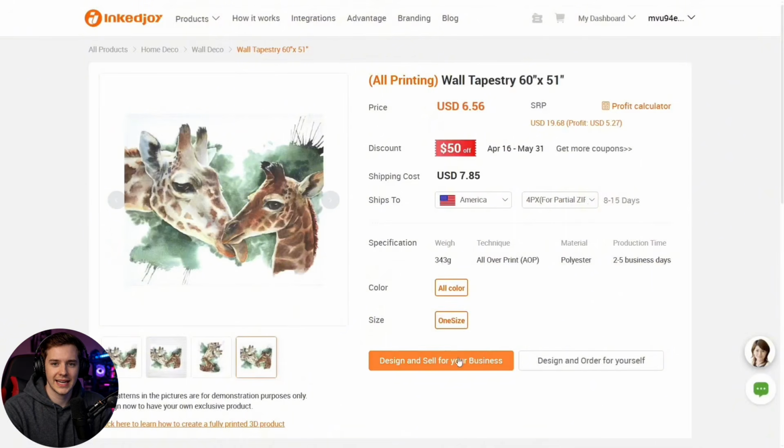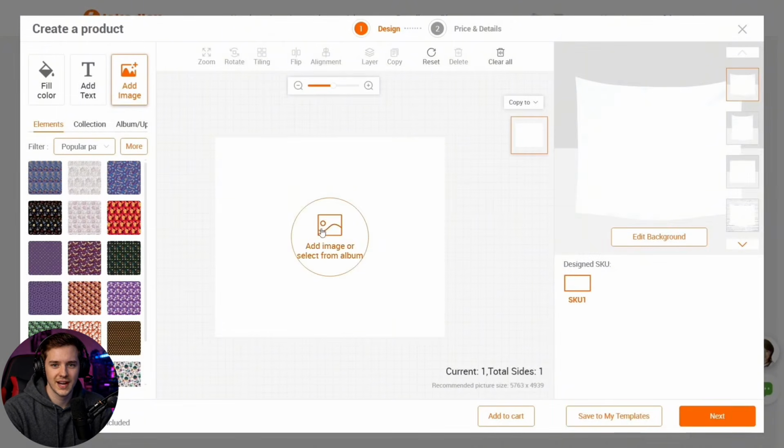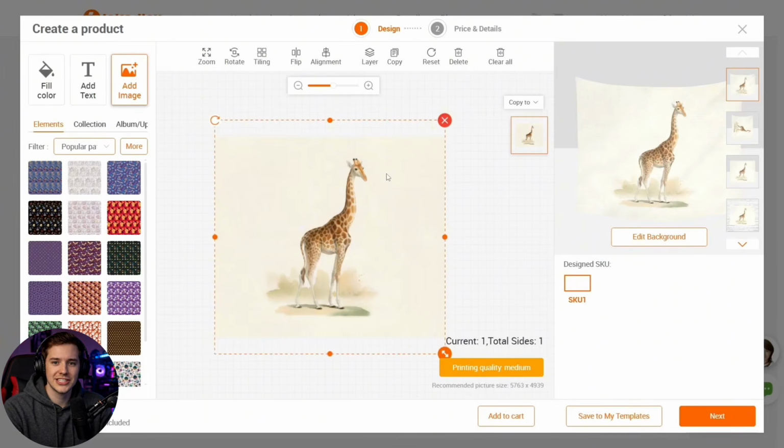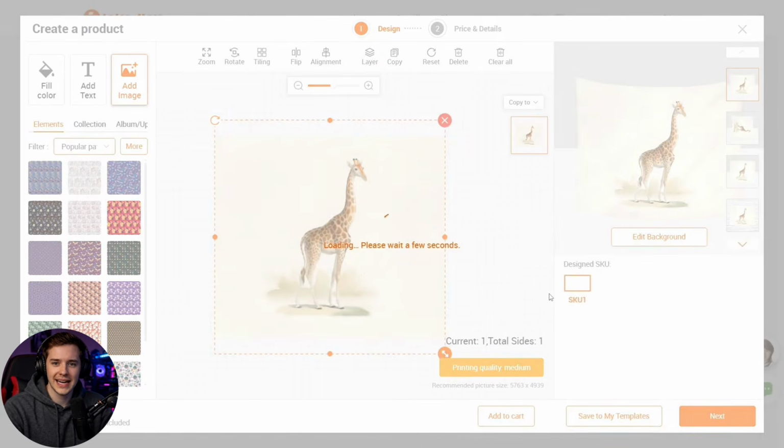Now let's talk about why Inkedjoy makes this so powerful. First, it's beginner-friendly. You can upload your design, choose a product, and instantly generate professional mock-ups. These mock-ups are what you use in your listings, so you don't need to hire photographers or create anything manually.